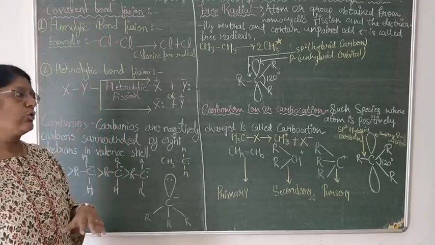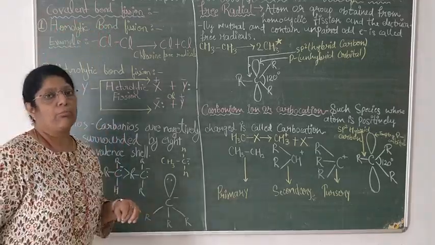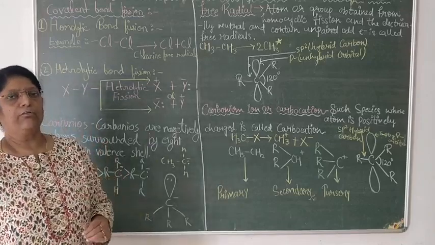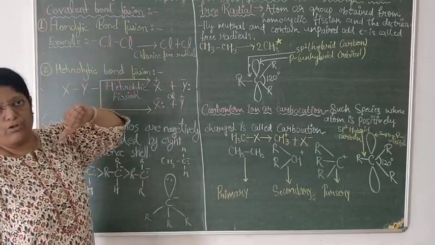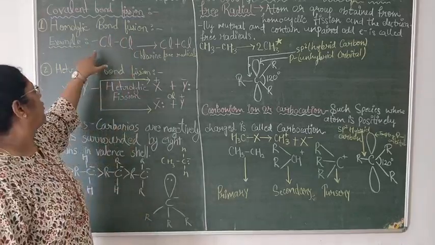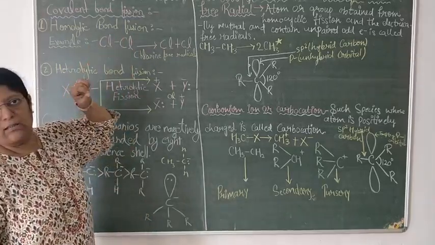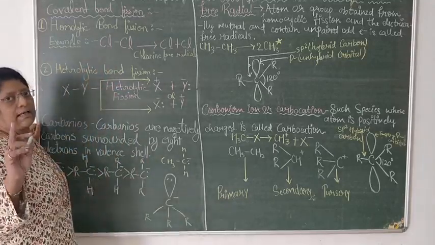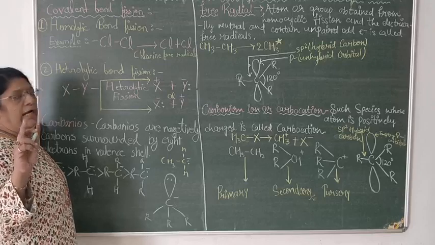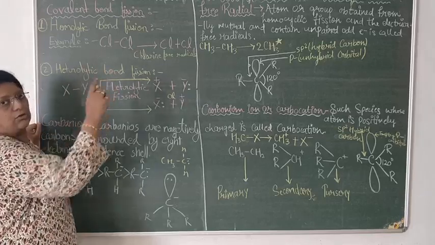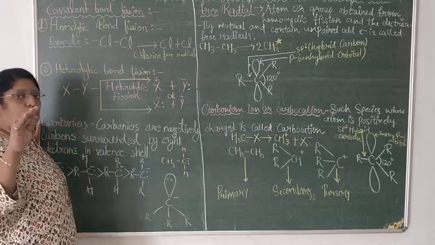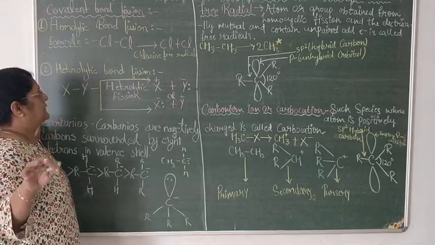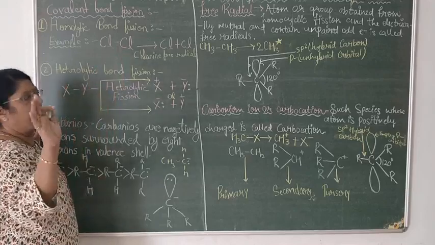Covalent bonds are those bonds where the formation of the bond takes place by the sharing of electrons. Like chlorine, every chlorine contains 7 electrons in its outermost shell. So of the 7 electrons, 6 are kept and 1 will be shared with each other to complete their octet and to become like the nearest inert gas. That's why they form a covalent bond.